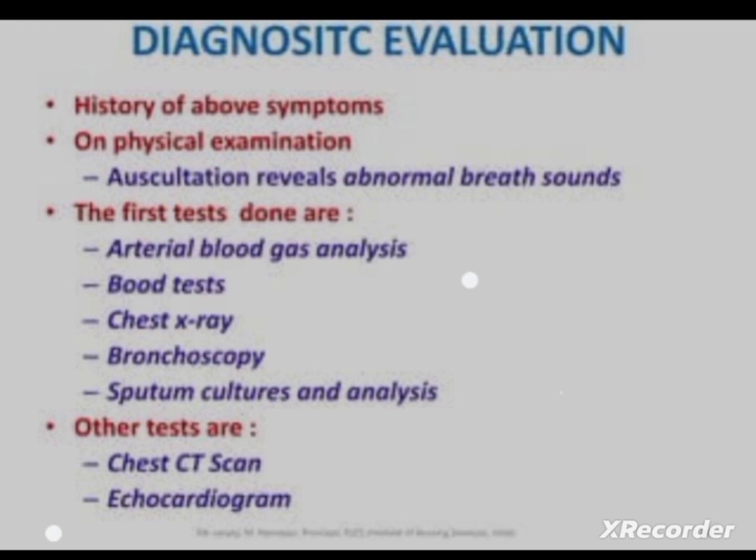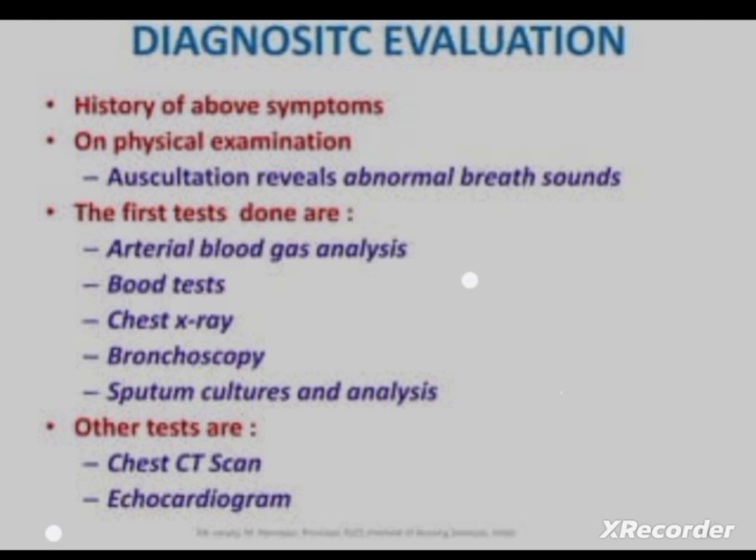Diagnostic evaluation of ARDS includes history and physical examination. In the history, the etiological factors we have to assess. Then physical examination, we have to check for abnormal breath sounds like crackles. Then hypoxemia, the SpO2 levels can be observed. Then another test we have to do is arterial blood gas analysis, in which we can see the acidosis features.